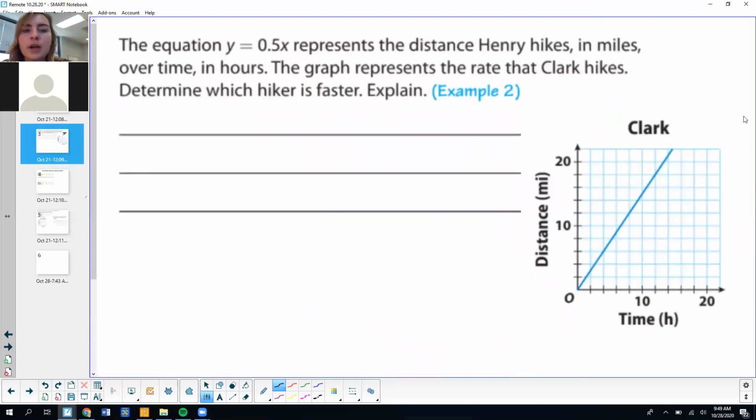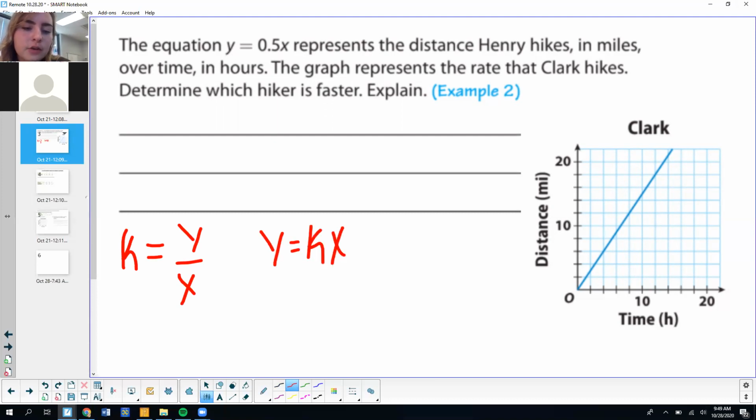The equation y equals 0.5x represents the distance Henry hikes in miles over time in hours. The graph represents the rate that Clark hikes. Determine which hiker is faster. Explain. So if you guys remember from last week, we talked about the constant of proportionality formula. So k equals y divided by x. You can also rewrite that formula as y equals kx. So these formulas are the exact same thing.